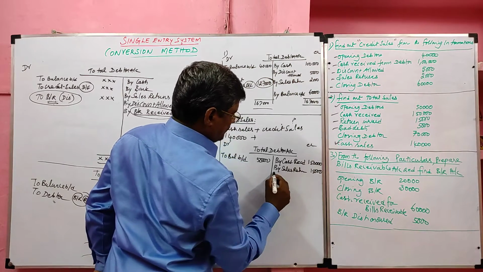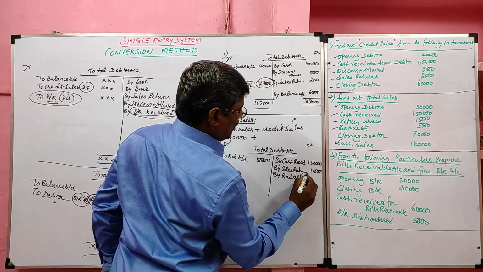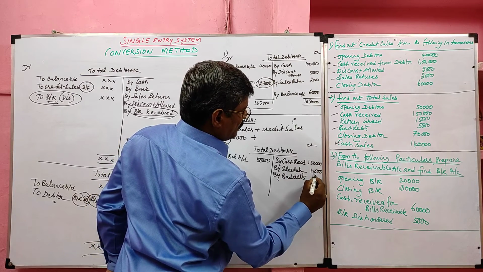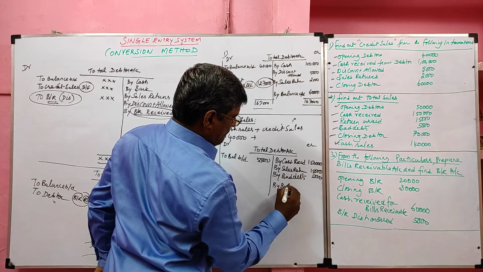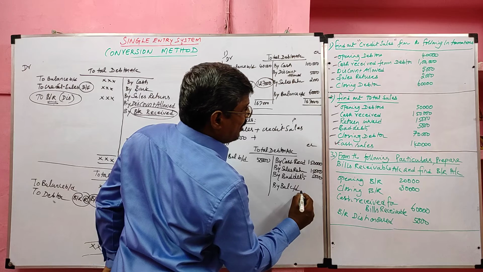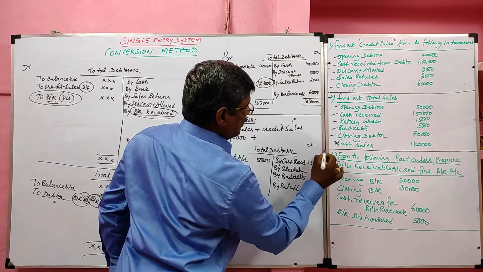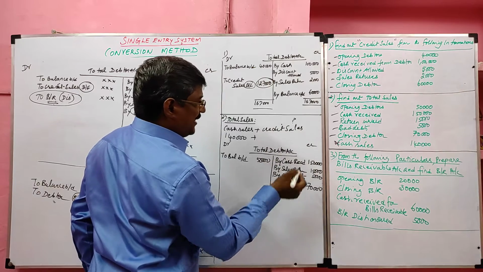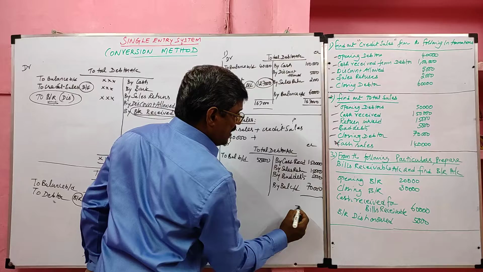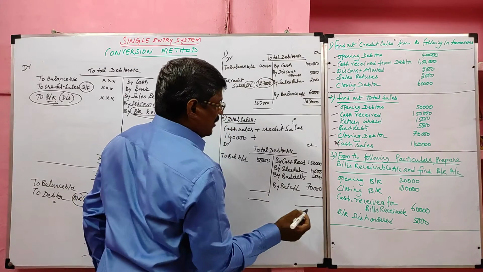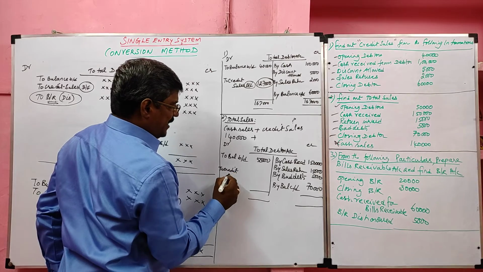Next, bad debts. Bad debts will be credited in the debtor account. By bad debts, 5,000. Then closing debtor, by balance CD, 70,000. Cash sales will not be recorded in the total debtor account. The cash sales we will use only for finding total sales. Now I am going to balance the debtor account. Here we are going to find the credit sales.